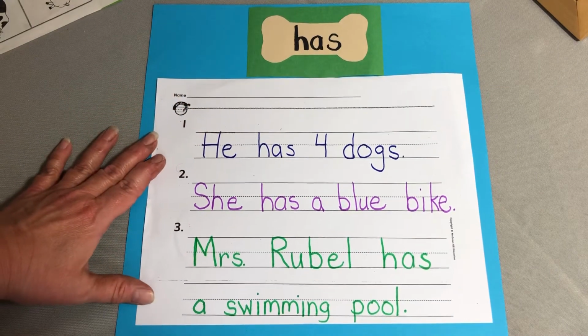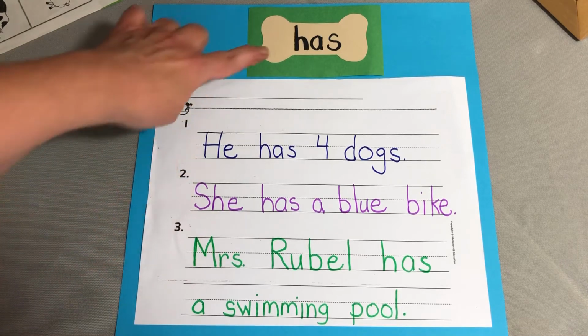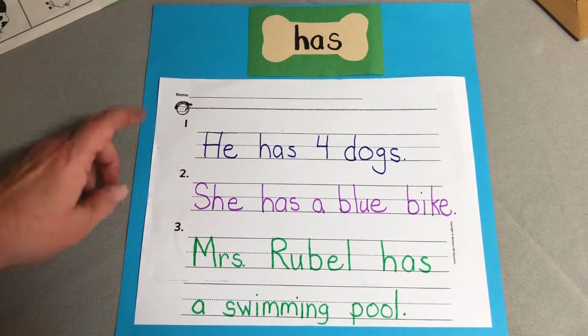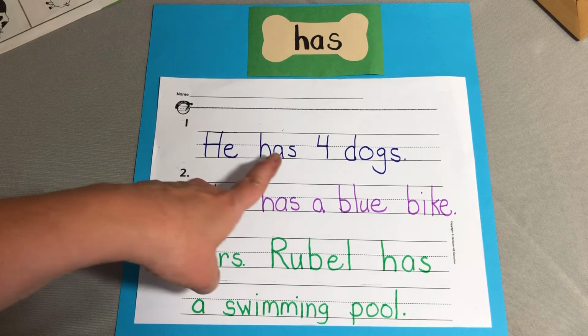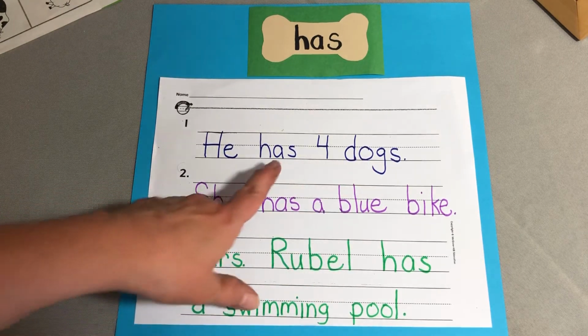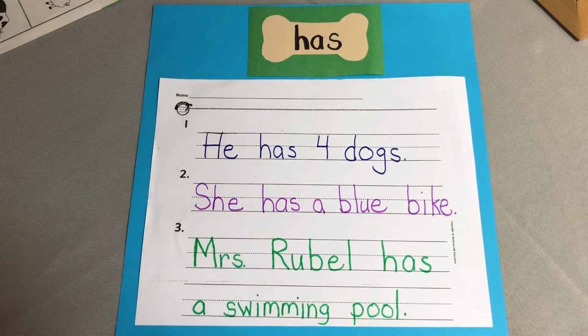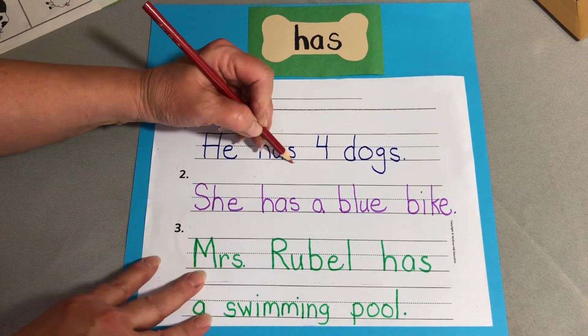Now I would like you to look at our first sentence. It's written in blue. Look for the word has, and then we'll read it together. He has 4 dogs. I see the word has, and that's the word I'm looking for, so I'm going to put a line underneath it. That's called an underline. We put a line below.